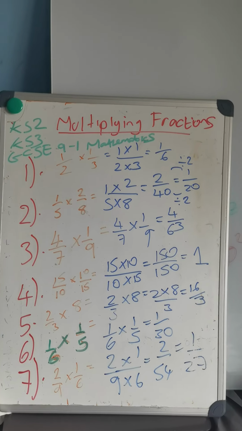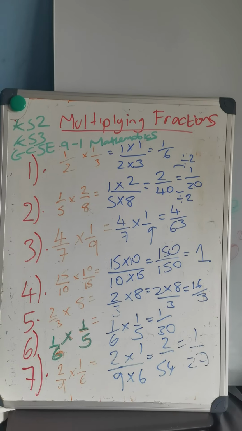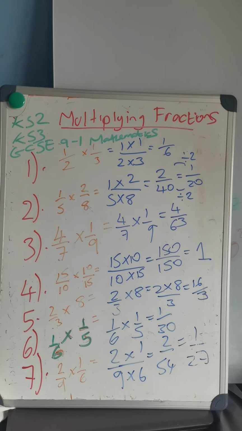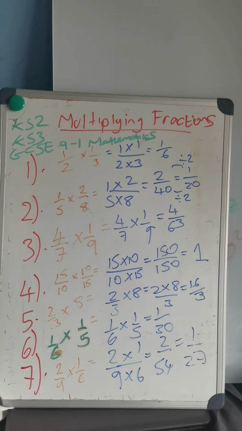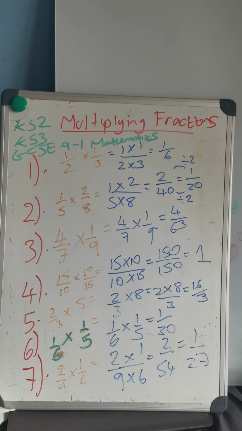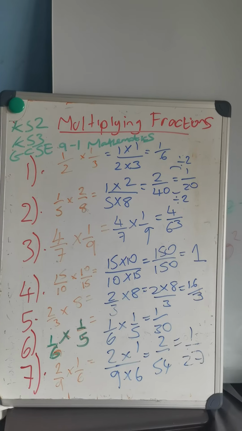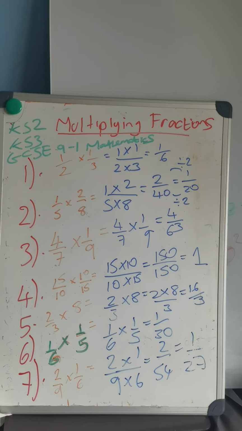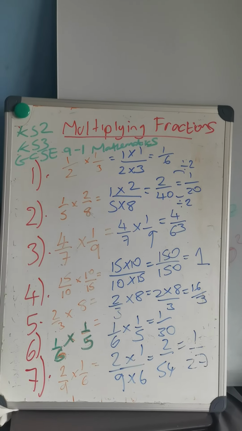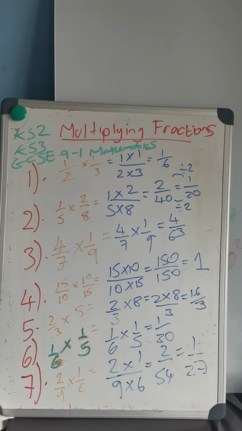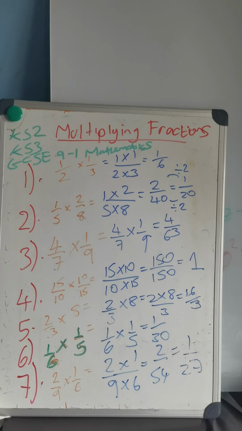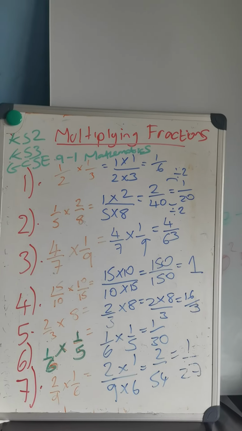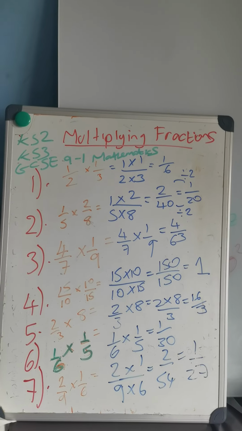I've got a half times a third. Now when I multiply fractions, I believe this is the easiest out of the 4 operations. All I do is times the top numbers together and then times the bottom numbers together. So 1 times 1 divided by 2 times 3. 1 times 1 we should know is 1 and 2 times 3 is 6. So the answer is equal to 1/6.